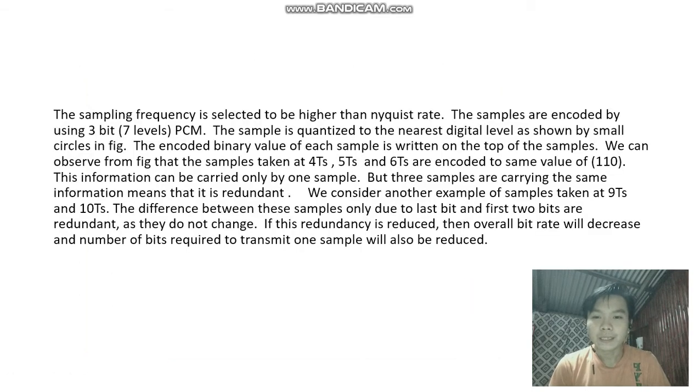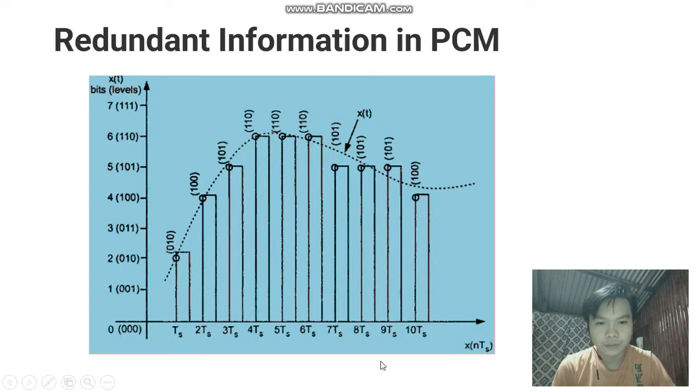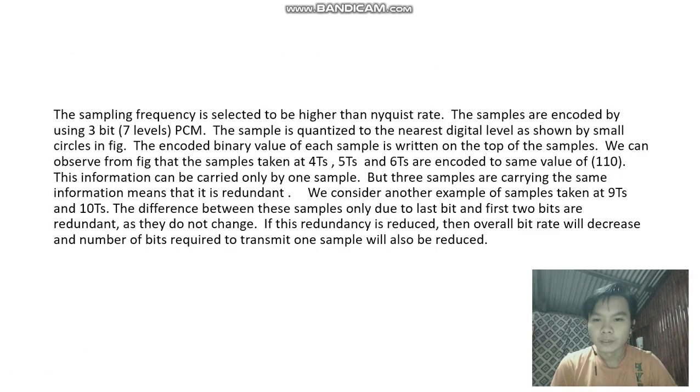The information can be carried by only one sample, but there are 3 samples carrying the same information, which means that it is redundant. We consider the example of samples taken at 9Ts and 10Ts. The difference between these samples is only due to the last bit, and the first 2 bits are redundant, as they do not change. If this redundancy is reduced, then the overall bit rate will decrease. The number of bits required to transmit one sample will be reduced.